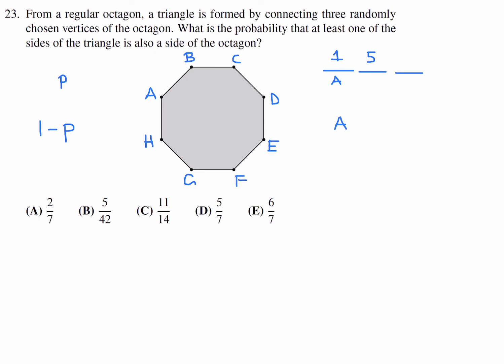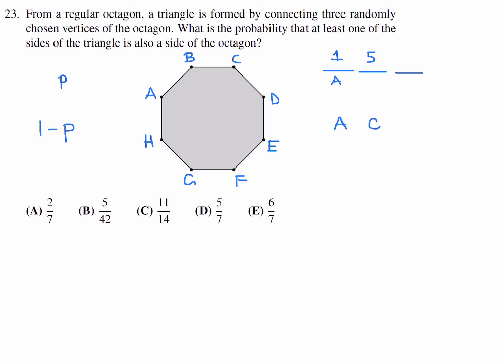So let's say the first one is A. The next one, remember, it can only be one of these 5 because we can't have this or this, because if we did, the side would be the same as a side of the octagon, and we don't want that because we're calculating P. And at the end, we want that, so we will find 1 minus P. Okay, here we go. So the first one is A. Let's make the second one C.